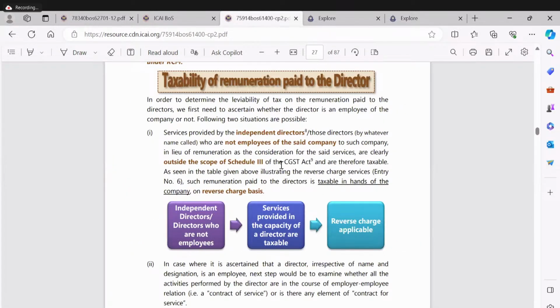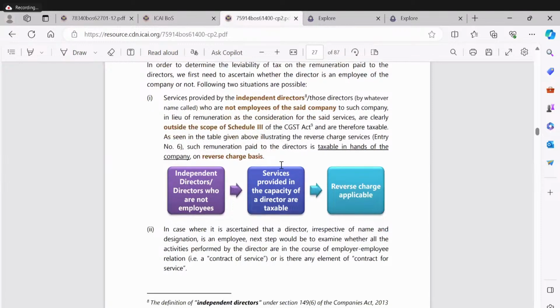Taxability of remuneration paid to the director. I will try to cover it quickly because after that we have to see the one question which is there on Ind AS also. So in case these services, because directors are providing services to the company, there is an entry in the reverse charge notification number 13 of 2017, which provides that any services provided by a director to a company shall be liable to tax under reverse charge mechanism by the company.